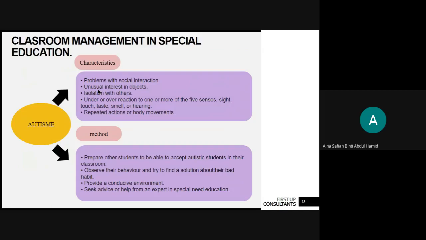And then the methods that the teacher has to use: the first one, prepare other students to be able to accept autistic students in their classroom. And then the second one, observe their behavior and try to find a solution for their bad habits. And then the third is provide a conducive environment. And then the last one is seek advice or help from an expert in special needs education.